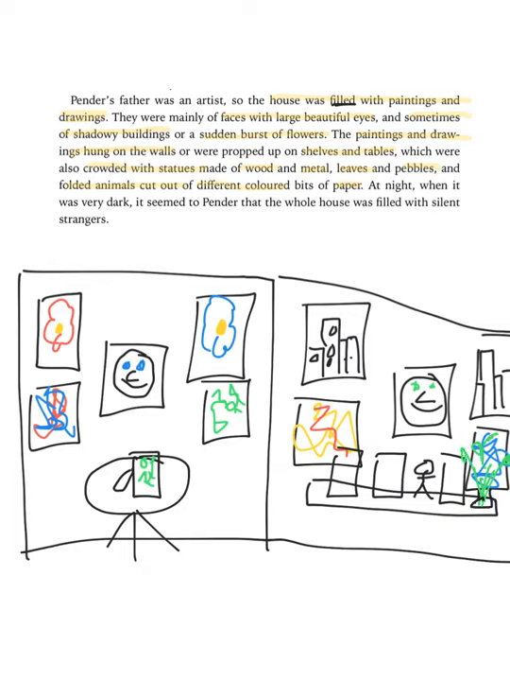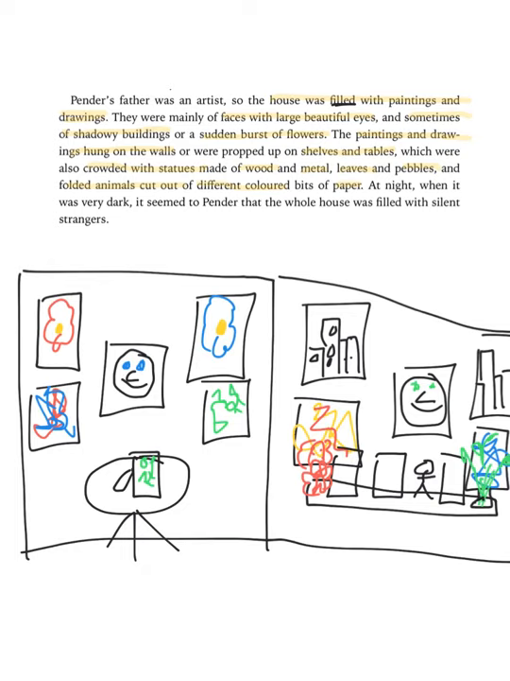And then there was also some folded animal cutouts of different coloured bits of paper. So I'm going to draw here that there is a dog. It's a bit hard to draw. Oh, that's hard to see because I've had to draw it so small, but that is my dog. So this is what I visualized in my mind.